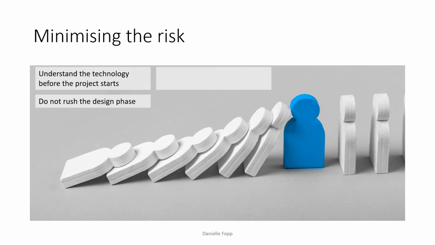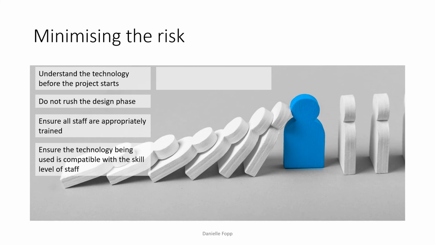We know we do not rush the design phase. This is why projects generally go through concept design, detailed design, sign-off. We know that we need to ensure that all staff are appropriately trained, and that also links in with the strategic appraisal with the matrix that we looked at, where on the left-hand side it was, well, what's the company actually able to do in this space? We need to ensure that the technology being used is compatible with the skill level of staff. So there's no point using a brand new whoop-de-doo technology that nobody knows how to use.